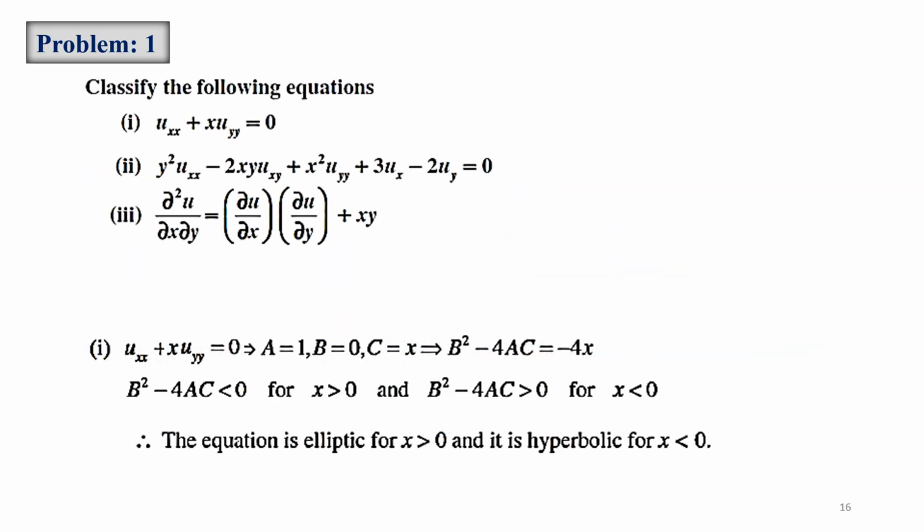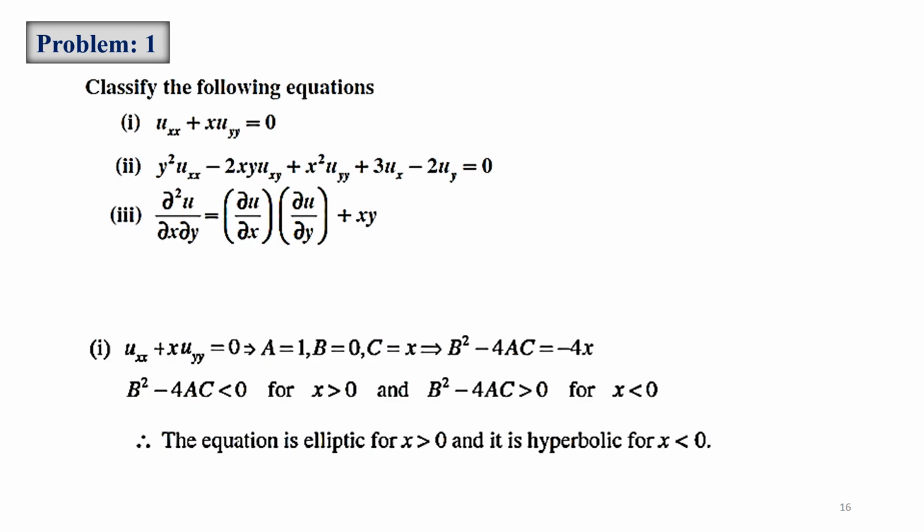So first, uxx plus x uyy equal to 0. From this you could find the values: a is equal to 1, b is equal to 0, c is equal to x. B square minus 4ac is minus 4x. If x is equal to 0, the whole thing becomes 0, so it will be a parabolic equation. If x is greater than 0, minus into minus becomes plus, the value will be greater than 0, so it is elliptic. And if x is less than 0, for example x is minus 1, minus into minus becomes plus 4, which becomes a hyperbolic equation.